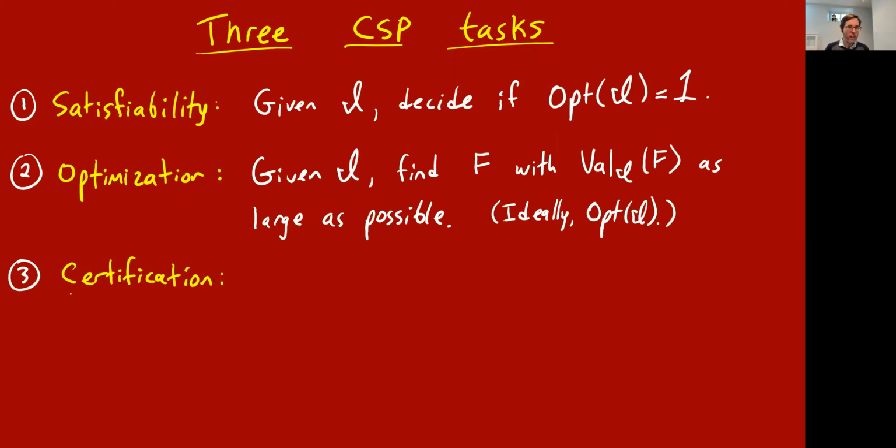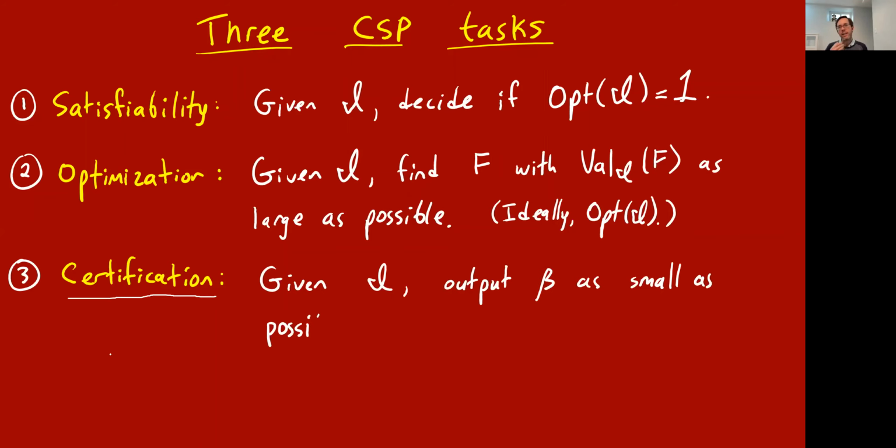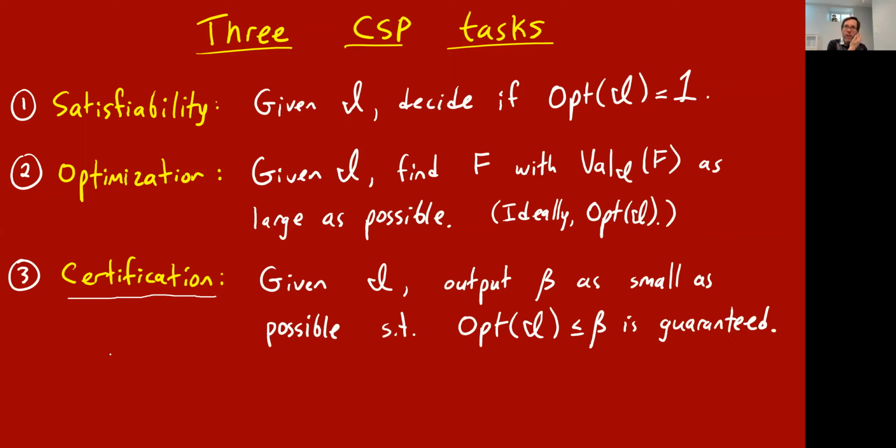And now this third one is maybe the kind of task you thought about least, but it's equally important. I call it certification. And it's this task. Given an instance I, output a number beta, which is as small as possible, but you have to guarantee that you're outputting an upper bound on the optimum. So an algorithm here is going to output a number like 0.9 together with an ironclad guarantee that, I analyzed this instance and I'm confident the optimum is at most 0.9, 90% of the constraints.